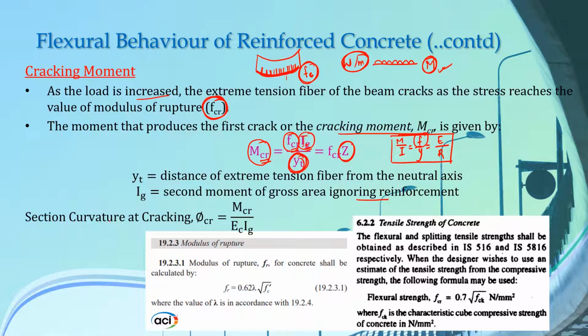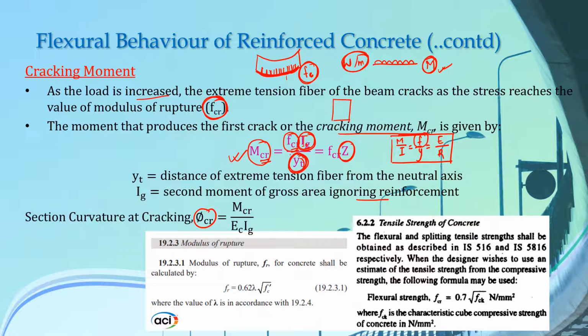Similarly, you can derive the section curvature at cracking, phi Cr, which is given by M Cr over Ec into Ig. In our upcoming lecture, we will discuss one numerical related to the calculation of this cracking moment in a beam. To calculate the cracking moment, this Ig value, or the second moment of gross area, you can calculate by knowing what type of section is used in your beam.